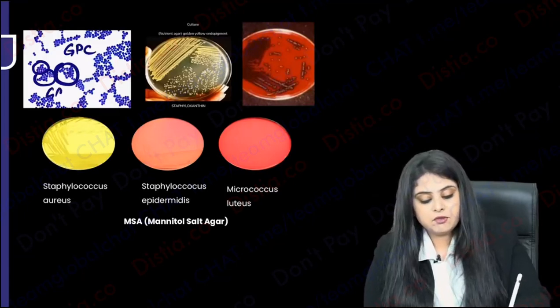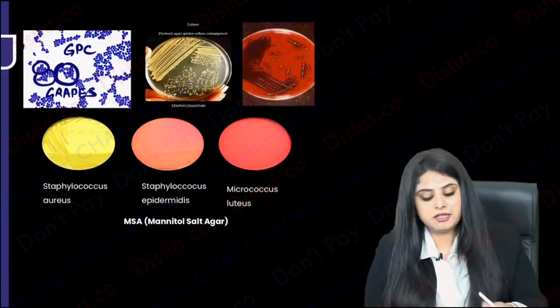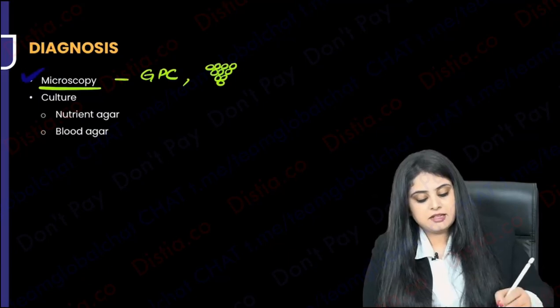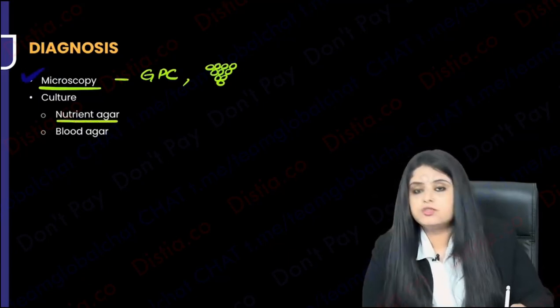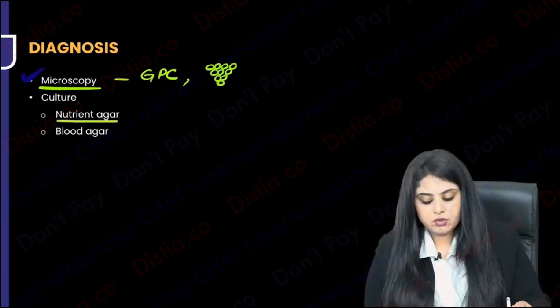They are gram-positive cocci and they are definitely present as a bunch of grapes. One part is done. Okay, tick mark. After that, let's come to culture. First, let's start with nutrient agar and blood agar. Let me show you one by one.